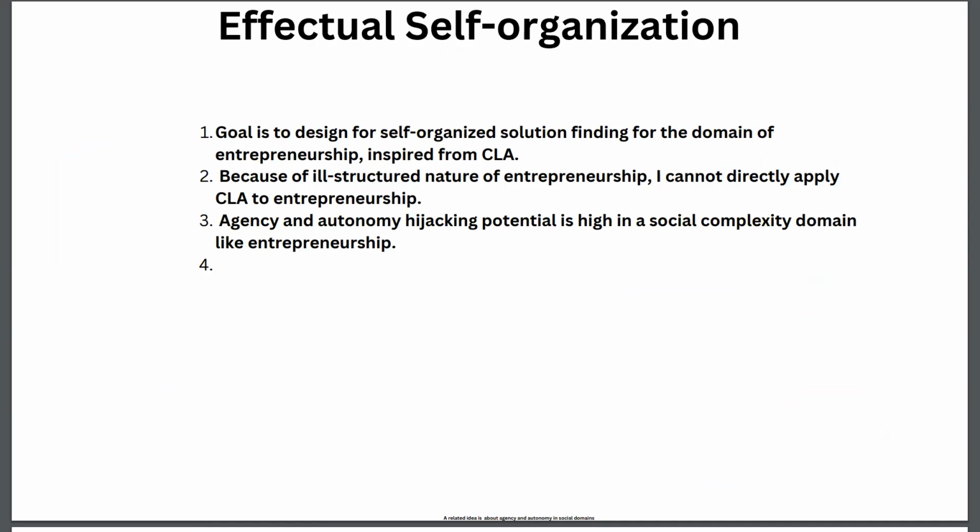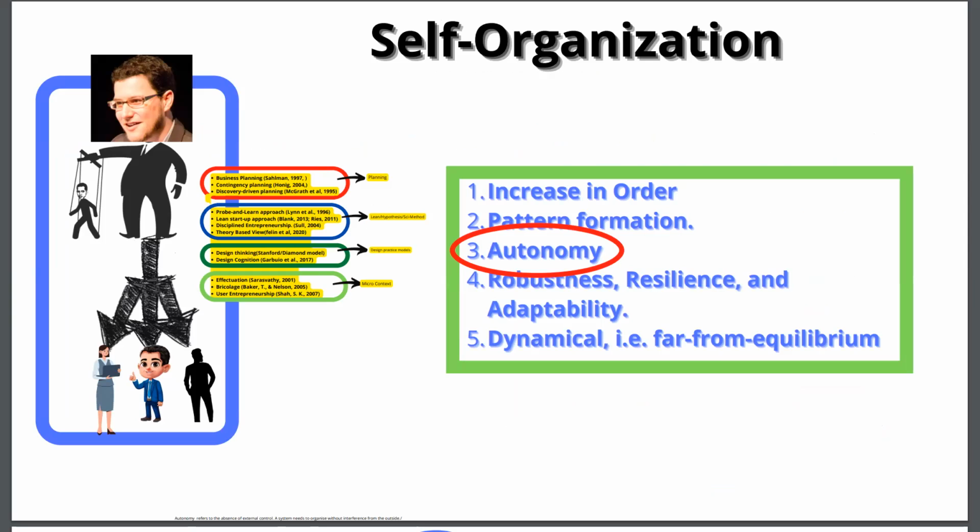As we just observed, the agency and autonomy hijacking potential is high in a social complexity domain like entrepreneurship. Autonomy refers to the absence of external control. A system needs to organize without interference from outside. As I already discussed in the second video, prescriptive models like the lean startup are a kind of attempt to hijack the autonomy or agency of the entrepreneur. This is a serious issue and this must be kept in mind.